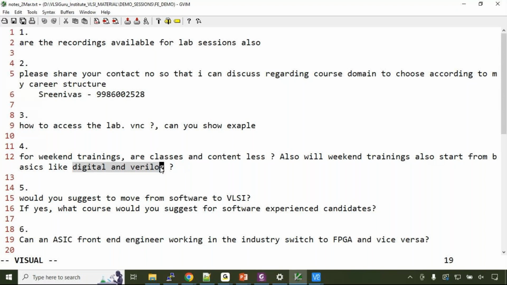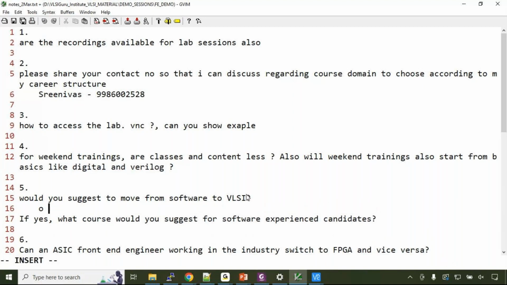Next question. Would you suggest to move from software to VLSI? If yes, what course would you suggest for software experience candidates? See, it depends. Let's say you are working in Wipro, HCL, TCS, Infosys, or Capgemini. These are the companies who have a VLSI division, a hardware division in them.